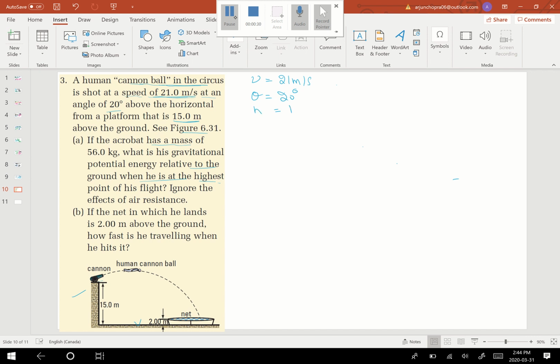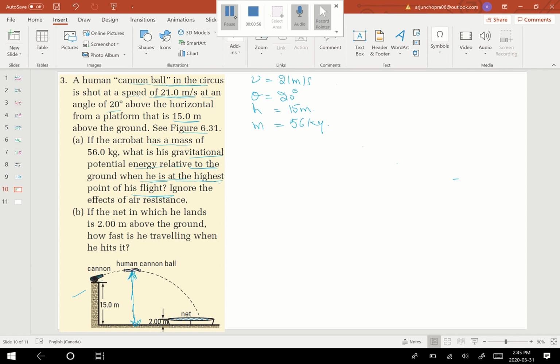So the height is given to me, 15 meters, and the acrobat has a mass of 56 kgs. What is the gravitational potential energy relative to the ground when he is at the highest point of the flight? So we want to find the gravitational potential energy at this point.